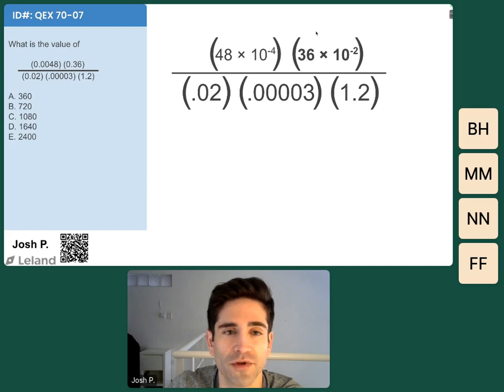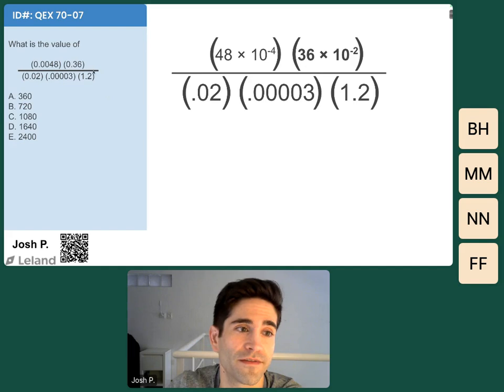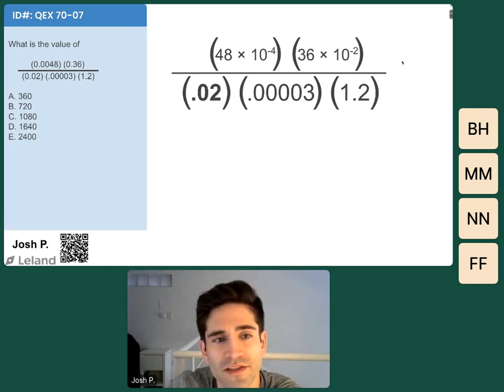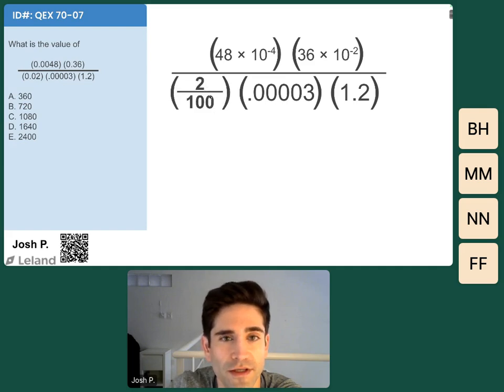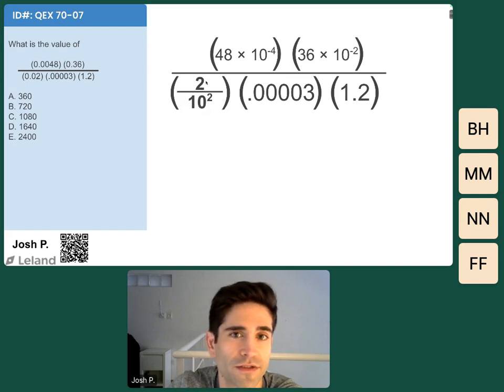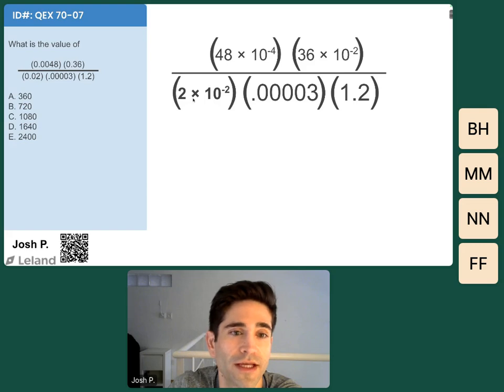This is what we call scientific notation. It's making the terms look as similar as possible to be able to do this division without a calculator. All right, let's look at 0.02. This is equivalent to 2 over 100, equivalent to 2 over 10 squared, and therefore 2 times 10 to the minus 2.